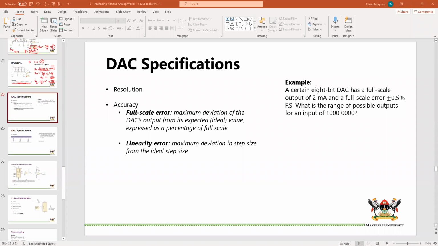Some of the DAC specifications that we looked at, the main one really was resolution, which was the size of the step. When you are converting a digital value, the size of the step from one digital value to the next one is what we called the resolution, or so to speak, the minimum change that can happen in the analog signal given a change in the digital signal at the input. Usually that digital signal change that produces a minimum change in the analog output is usually the smallest change as well.